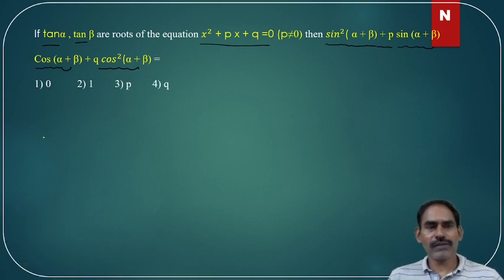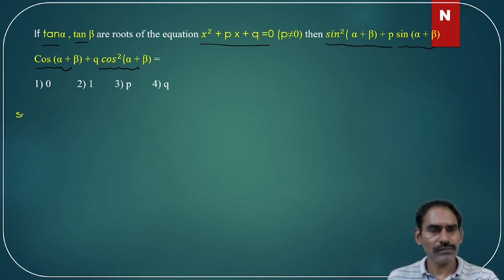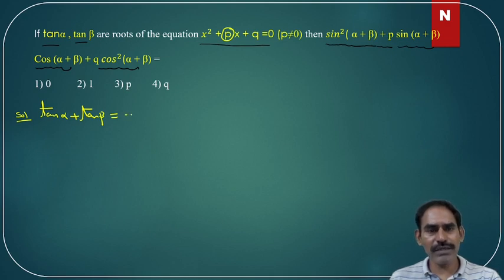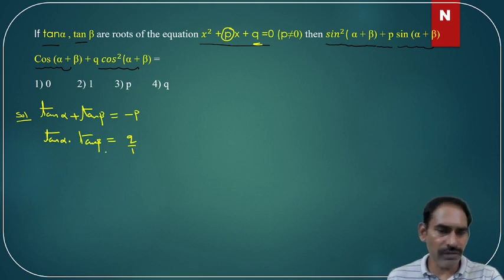See, first find out the sum of the roots and the product of the roots. Tan alpha, tan beta are the roots. That's why the sum of the roots, tan alpha plus tan beta, equals minus b by a, which is minus p by a, where the coefficient of x square is 1. Next, the product of the roots, tan alpha into tan beta, is c by a. C means q, so q by 1, q.